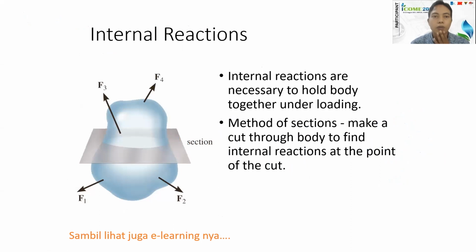Okay, so let's take a look at the internal reaction. So we calculate stress on a specific area. For example, here we have a single body and we apply many types of loads on it. Where we calculate the stress depends on us, at which point we should evaluate the stress. For example, if we want to evaluate the stress at this section, then we have to cut the specimen or the body at this section.